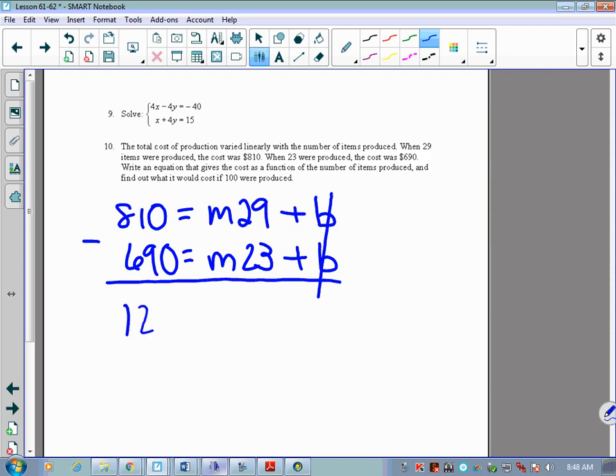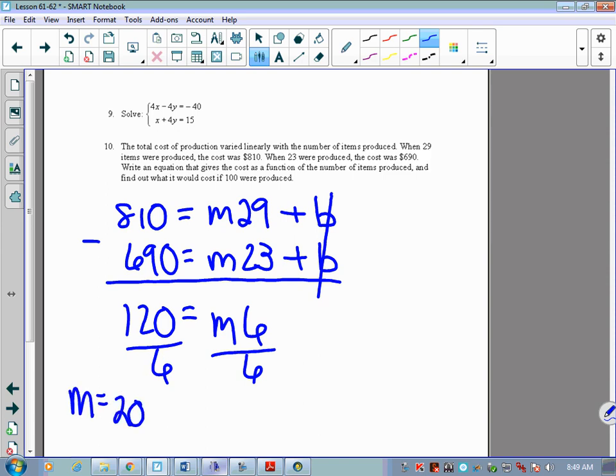120. All right, and 29 minus 23. 6. All right, so divide by 6. Solve for m. What is m? 20. So m equals 20. So now we can plug that back in and solve for b and get the rest of our equation.